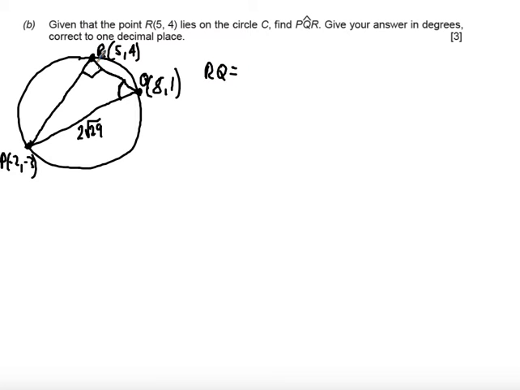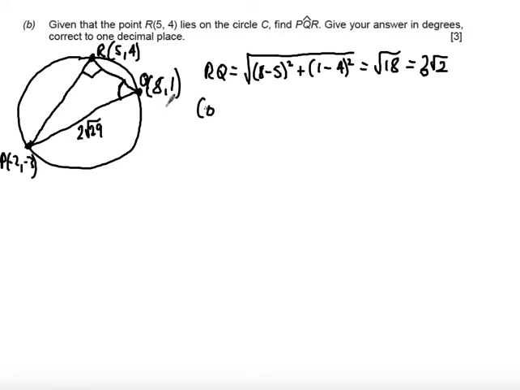And I'm going to use trigonometry because once I've got this side RQ, because it's a right angled triangle, I can use standard trigonometry. So RQ is given by the square root of (8 minus 5) squared plus (1 minus 4) squared. So I get 3 squared plus -3 squared, so I get 9 plus 9, which is root 18, or if you simplify that, you get 3 root 2.